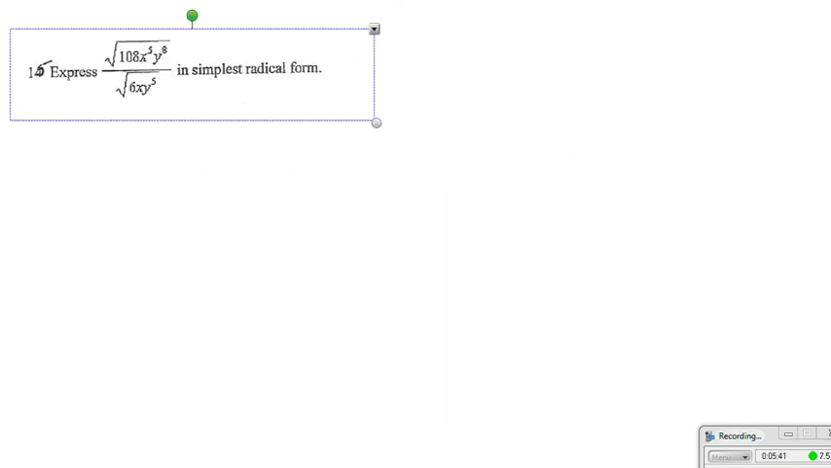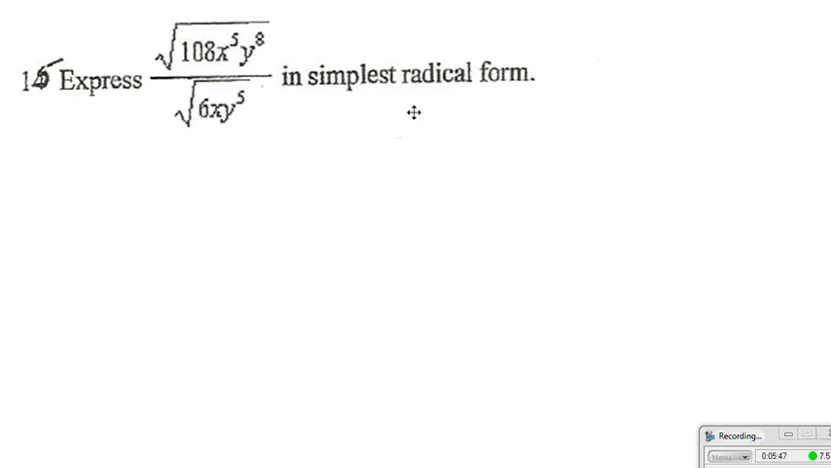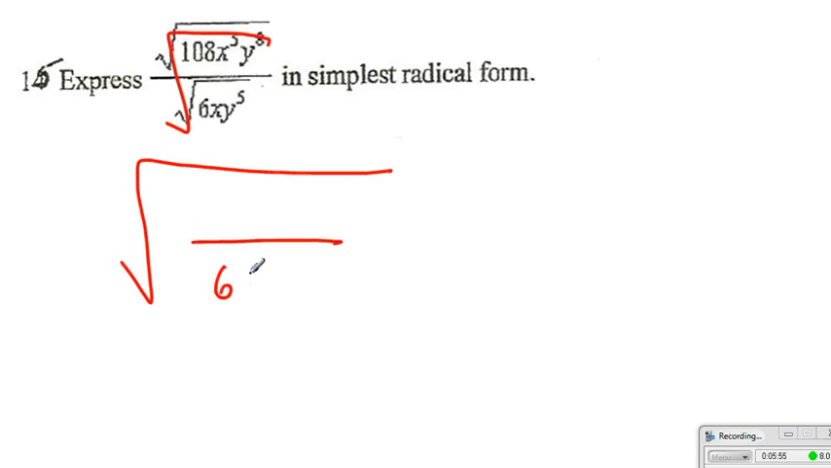All right, let us try to look into this one. Simplest radical form. Because both of them are in radicals, we can combine them and put everything into one radical. Then we end up getting 6x times y to the 5th power on the bottom. On top, we get 108 x to the 5th and y to the 8th.